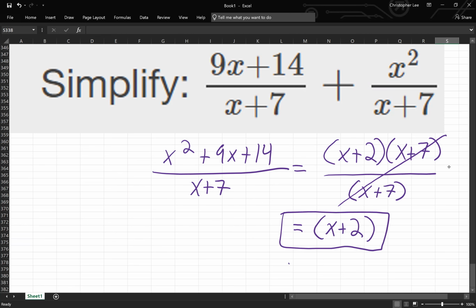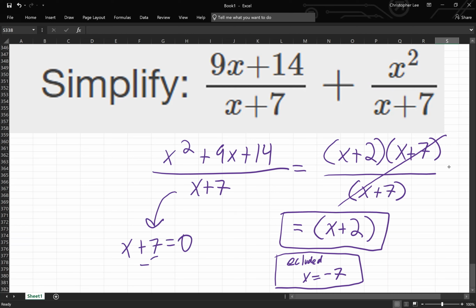And then the excluded value is x equals negative 7. And how do you get that? You take the denominator, set it equal to 0, subtract 7, and that's how you get that.